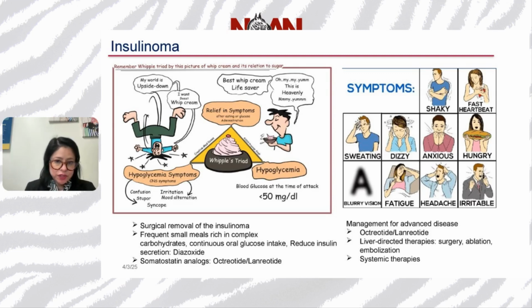As I say, surgery is the approach for these tumors. But if we are unable to do surgery, it's important that extra measures are taken: frequent small meals rich in complex carbohydrates, as well as a medication called diazoxide that basically blocks insulin secretion from the cells, and also somatostatin agonists. I discussed these injections earlier, the somatostatin agonists lanreotide and octreotide, which control the symptoms related to hormone excess as well as control tumor growth.